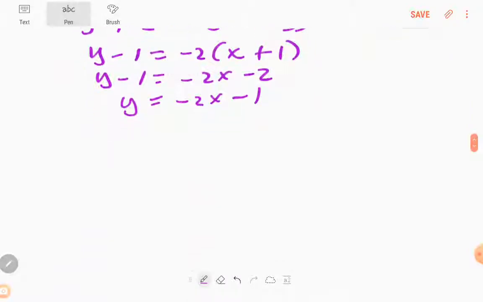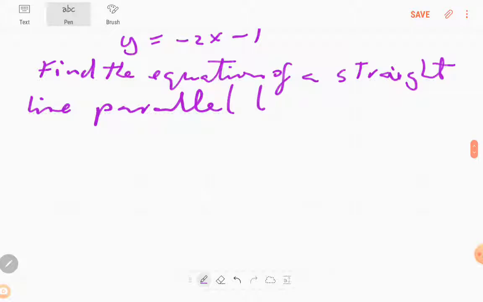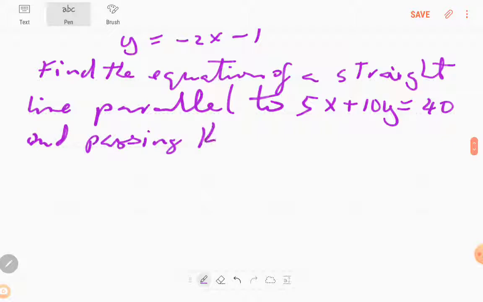Okay, let's look at a second example. Find the equation of a straight line parallel to a straight line 5x plus 10y is equal to 40, and passing through the point minus 4, minus 5.